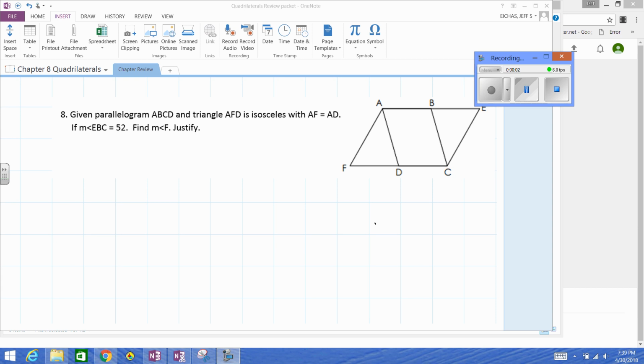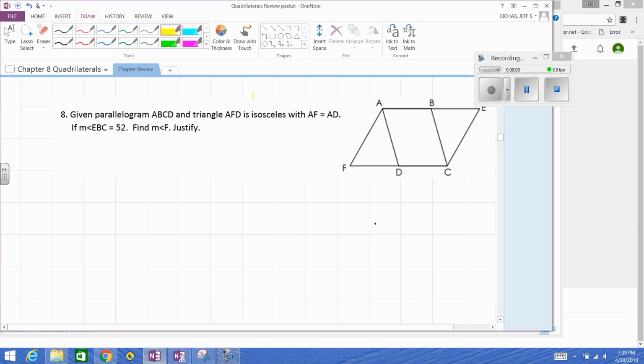Second video for the quadrilaterals review. So we have a parallelogram, so let's just highlight that. It gives us a lot of properties that we could use. And then this AFD triangle is isosceles with AF the same as AD. The measure of EBC is 52 degrees.